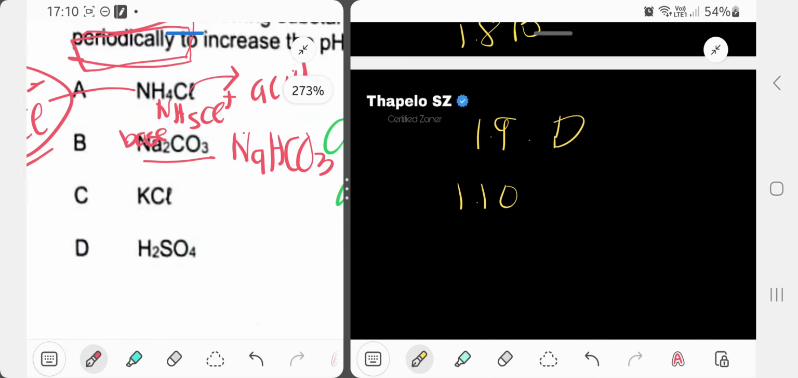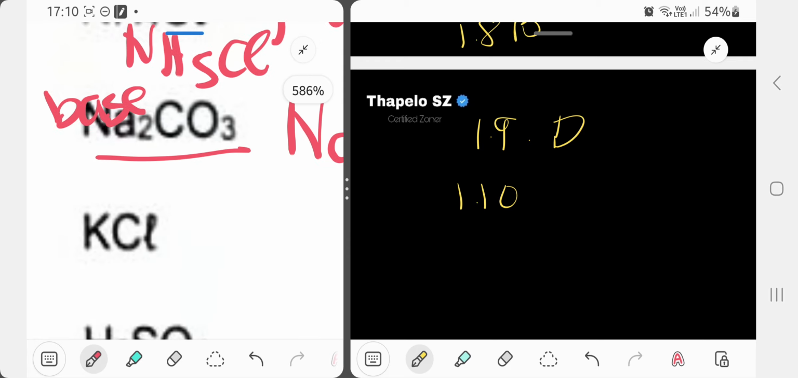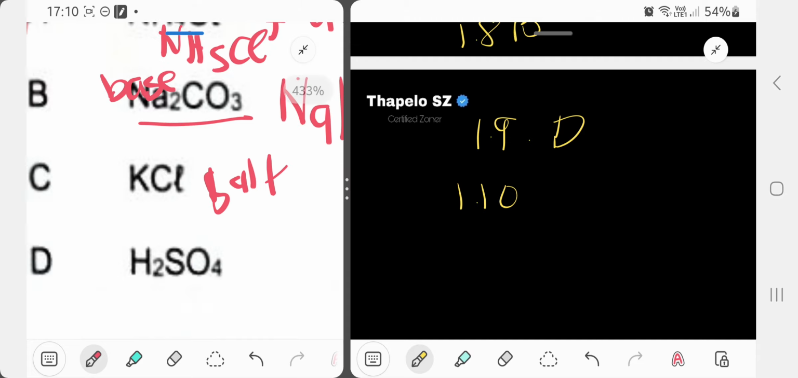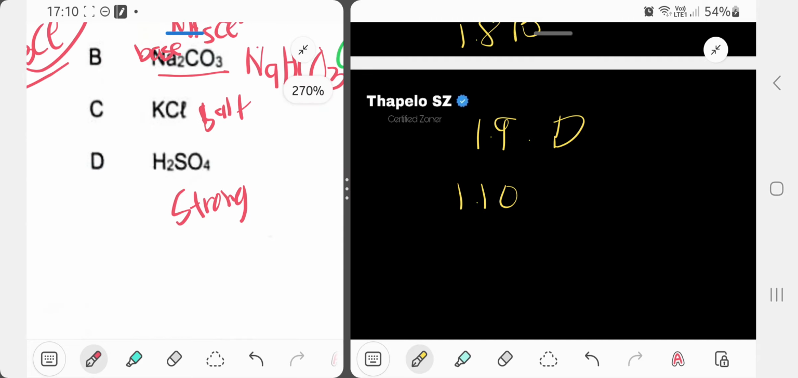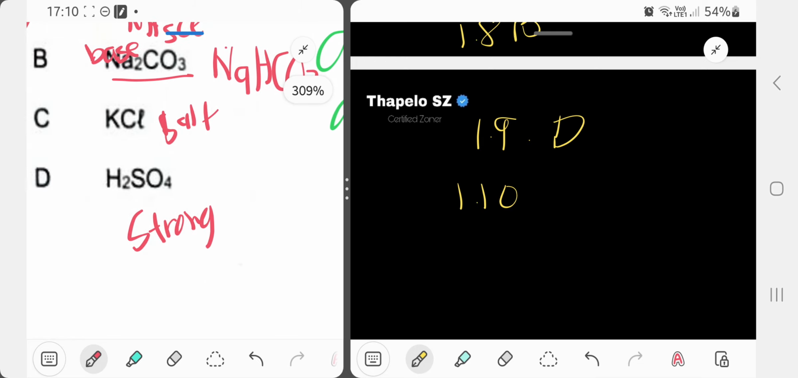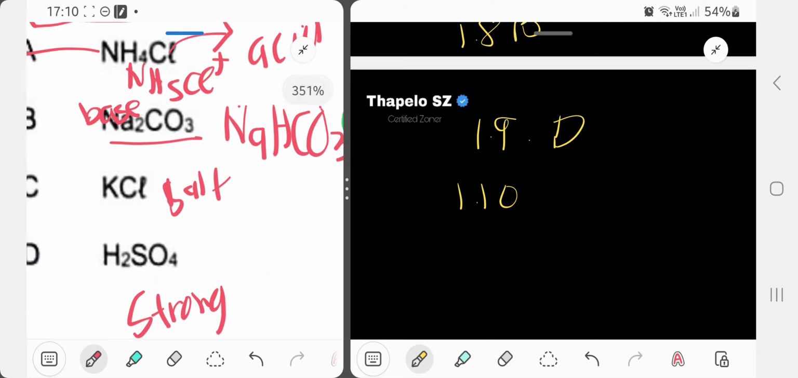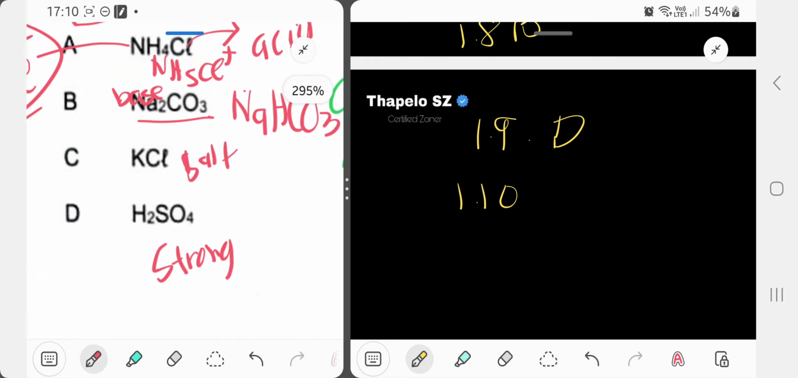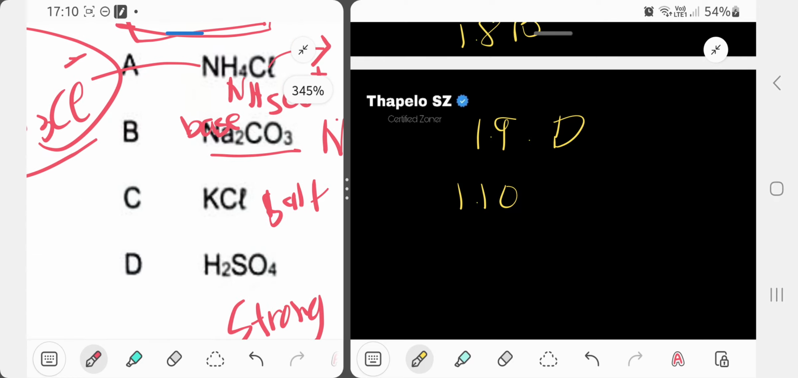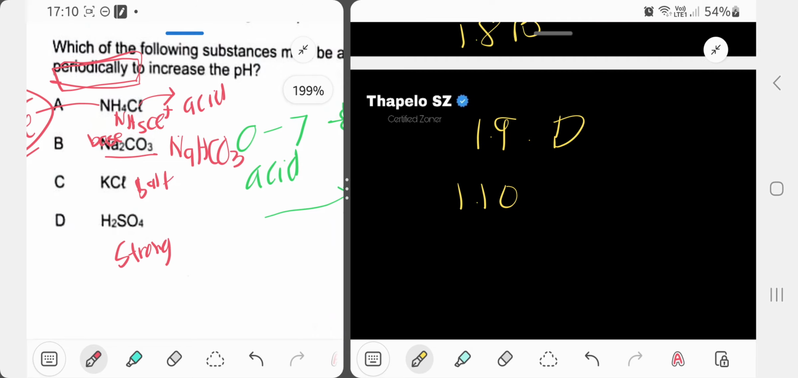And then here it says KCl. I believe it's a salt. And then we have this one, which is a strong acid. If I add a strong acid, I can't increase the pH. It will only decrease the pH, and I can't add salt. But I think it's arguable between B and C. The one that's most correct from my perspective is B.